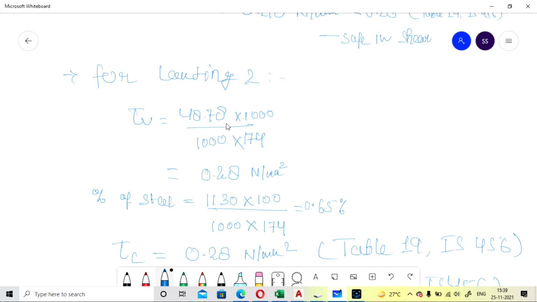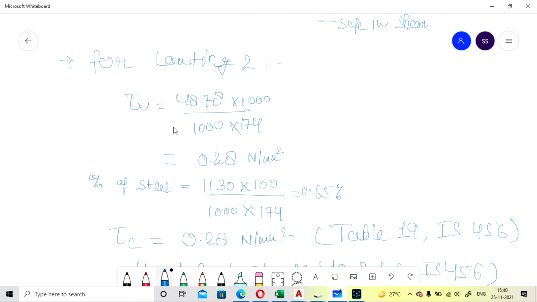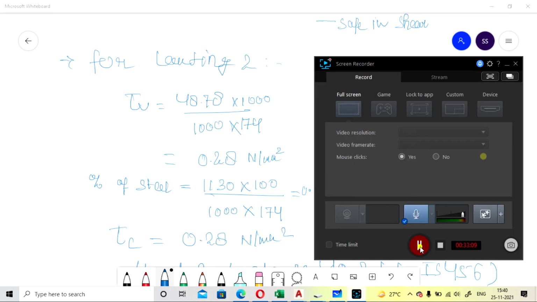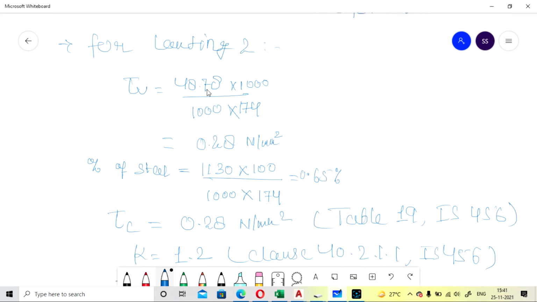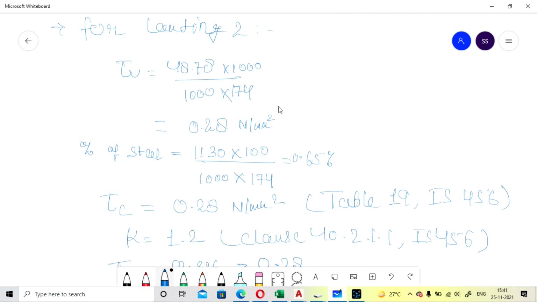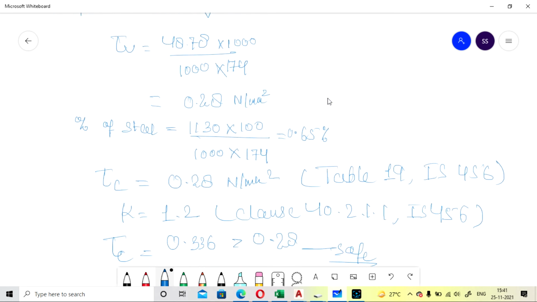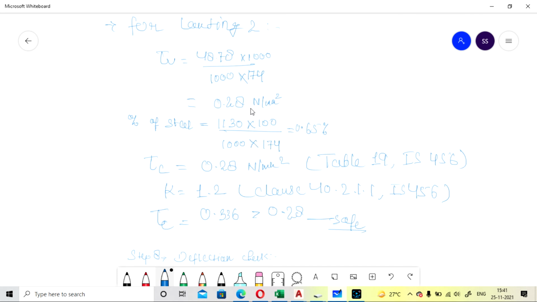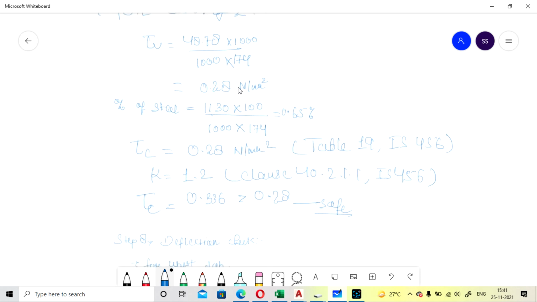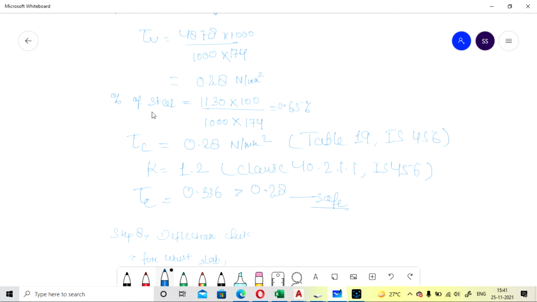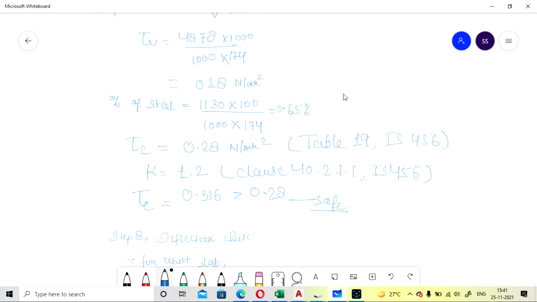And similarly for landing 2, the nominal shear is calculated as 48.78 into 1000 divided by 1000 into 170, the effective depth of landing 2. So it will come as 0.28. If it is less than 0.28, that will be already safe, but it is equal, so we can go with the percentage steel calculation also, that is 1130, which we have provided, multiplied by 100 divided by 1000 into 174, the effective depth of landing slab. So it will come as 0.65%.